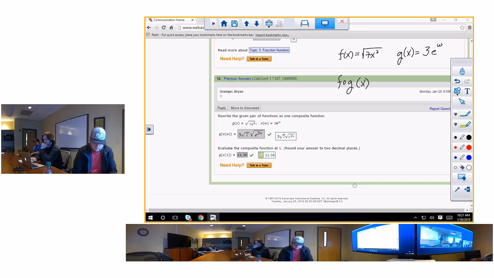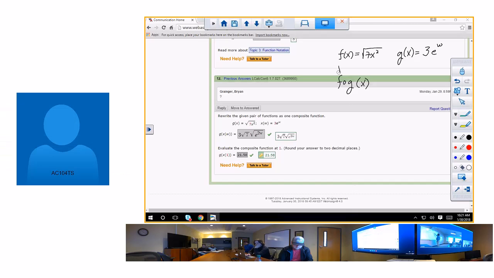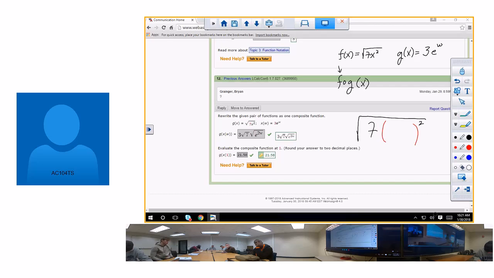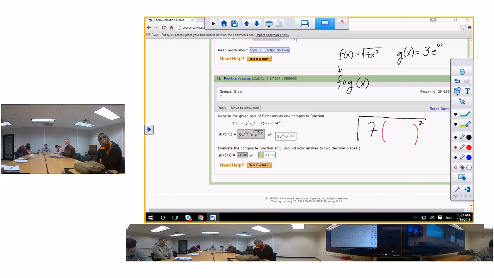So which one am I going to write with a big set of parentheses? F. So the square root, 7, parentheses, squared. And what am I going to put into place? 3e to the w. 3e to the w.